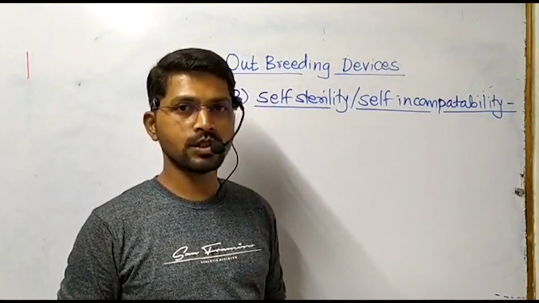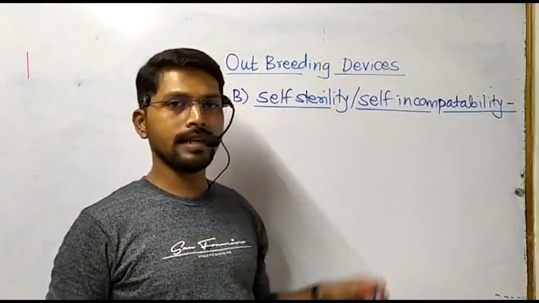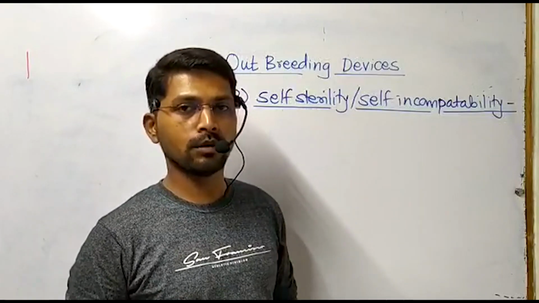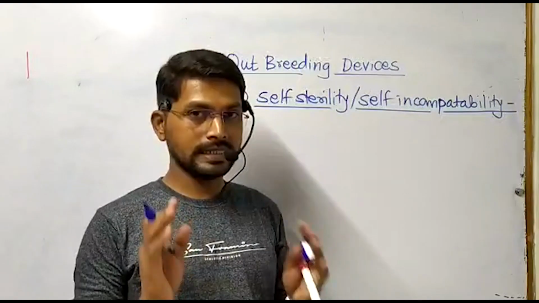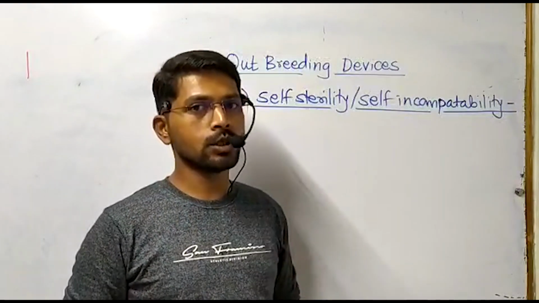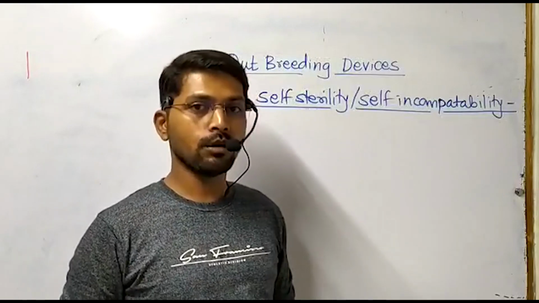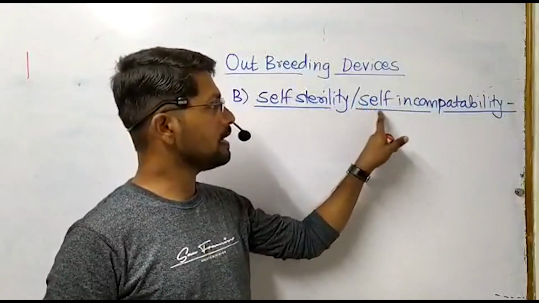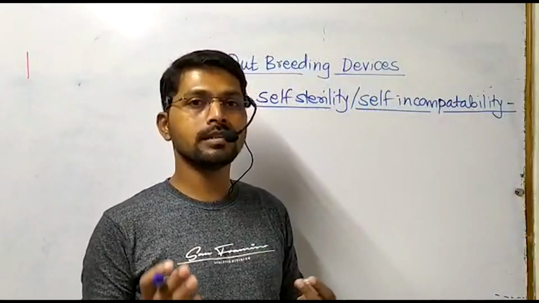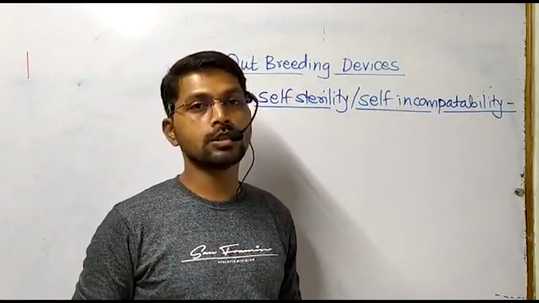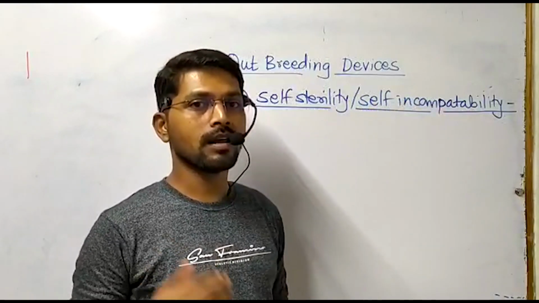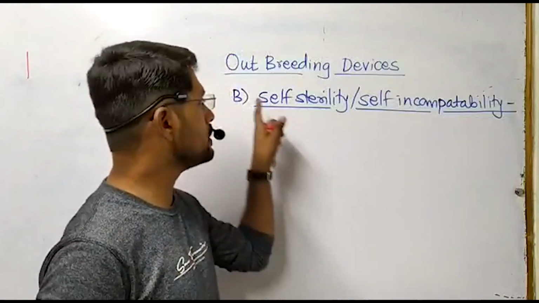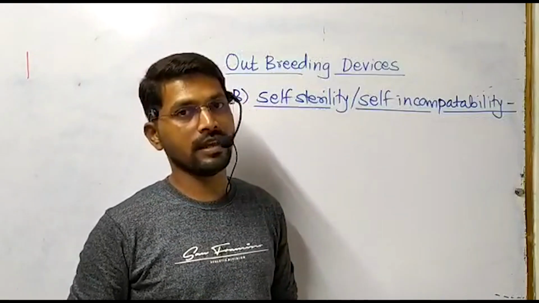The second outbreeding device we are going to discuss here is self-sterility or self-incompatibility. Now it means the pollen grains do not germinate on the stigma of the same flower. Listen again, this point is very important. In this case, pollen grains do not germinate on the stigma of the same flower, and that's why it is called self-sterility or self-incompatibility. The compatibility is nothing but matching, and incompatibility is non-matching. So the pollen grains are rejected to germinate on the stigma when they are from the same flower, and that condition is called self-sterility or self-incompatibility.